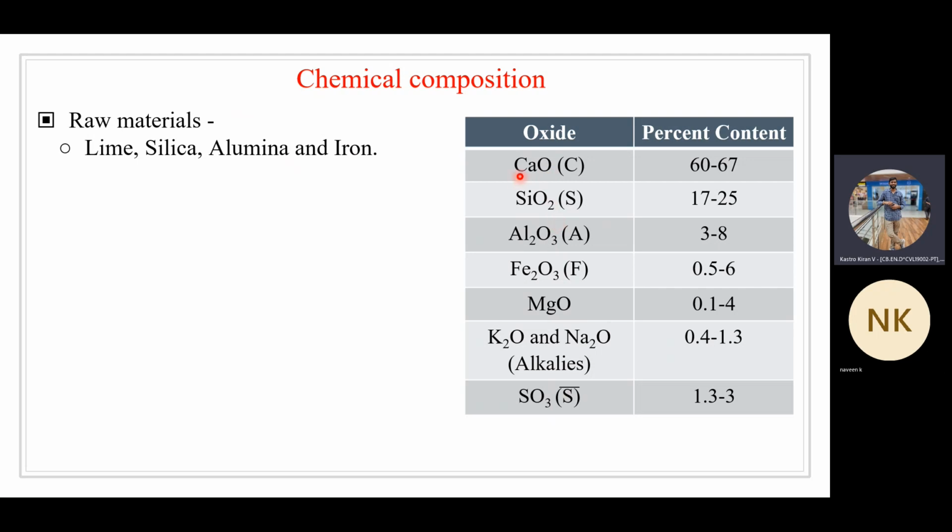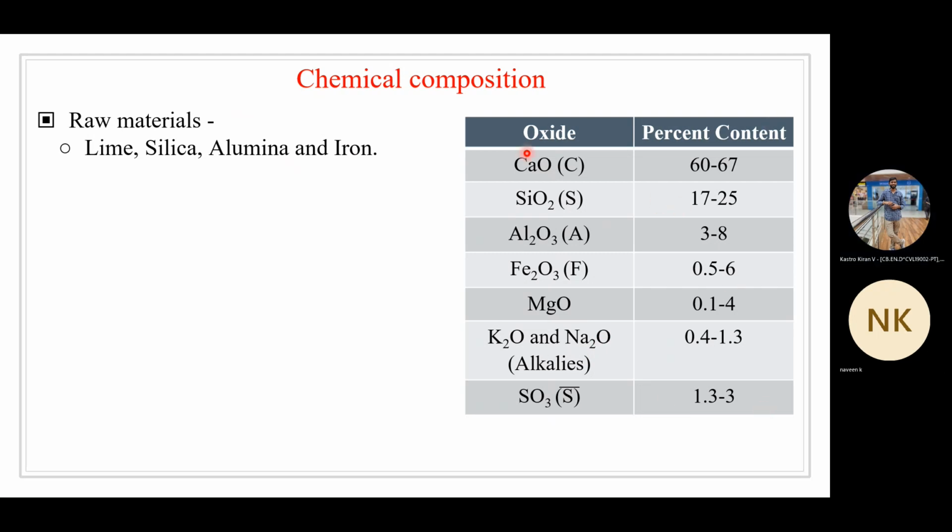Ca represents calcium. When it comes in contact with oxygen, it becomes calcium oxide. Si represents silica. Silica is nothing but sand. When silica comes in contact with oxygen, it is called silicon dioxide, that is SiO2. Likewise, any ordinary Portland cement consists of these percentage quantities.